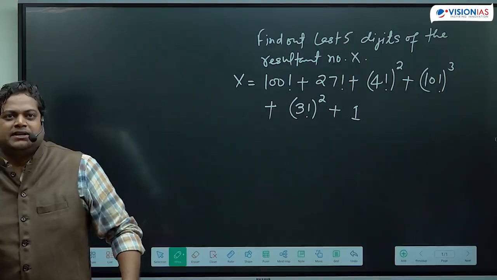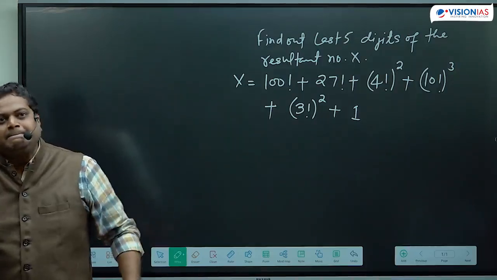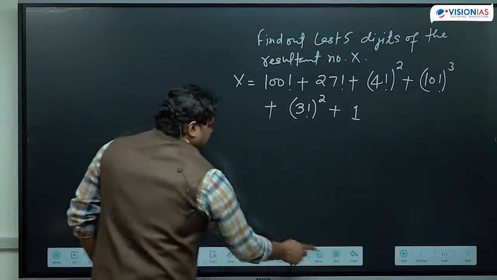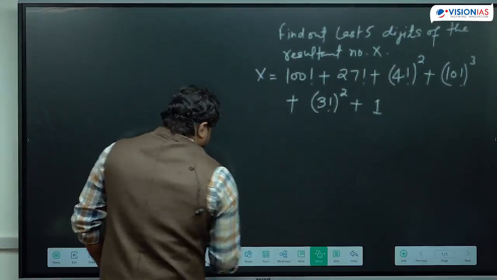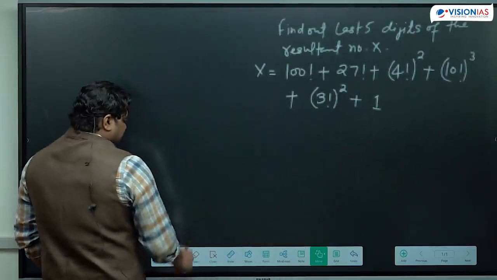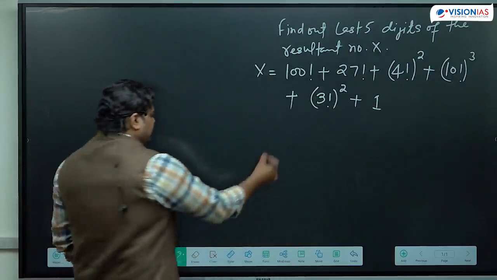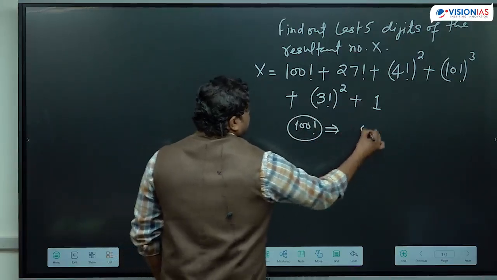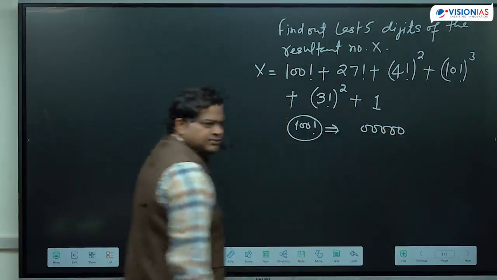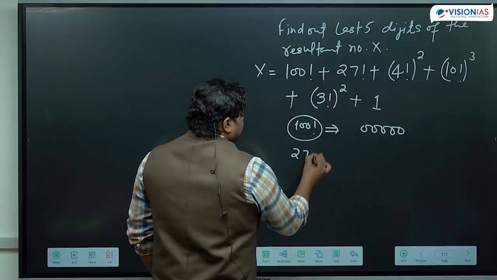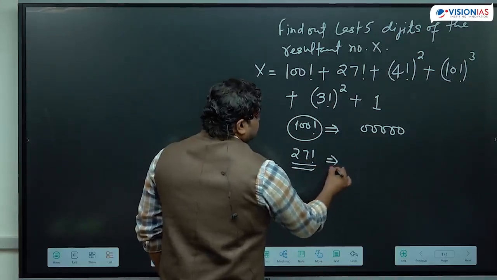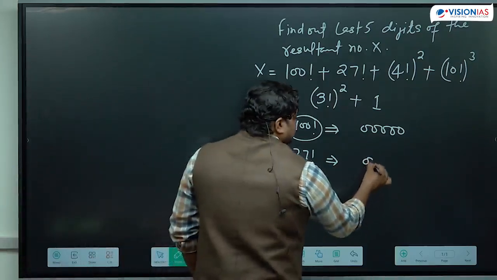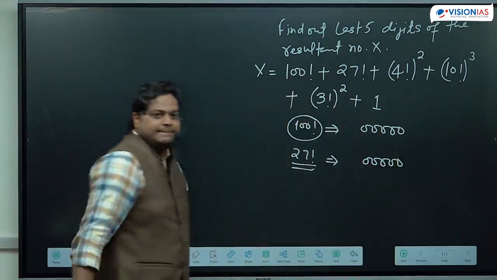Let me check whether 10 factorial is in the addition. Let me explain again. Like the first term, 100 factorial, the last 5 digits will be what? Zeros only. 27 factorial, the last 5 digits, we are getting 6 zeros. That means the last 5 digits will be 0 0 0 0 0.